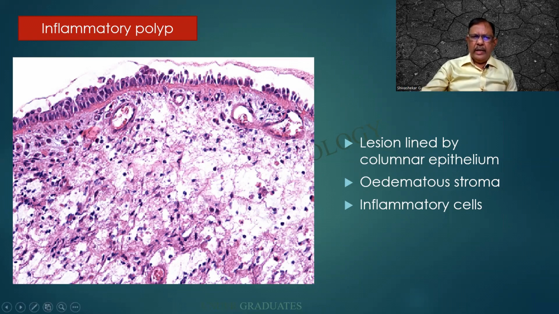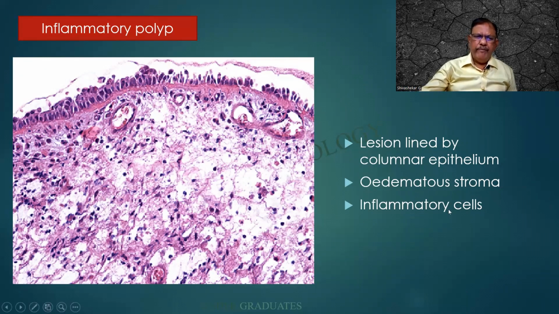Lower down, I'm finding some whitish areas and the cells are all widely separated. So this wide separation of the cells indicates that it is edema. Edema is basically a separation of the cells and there is accumulation of fluid in the interstitium.